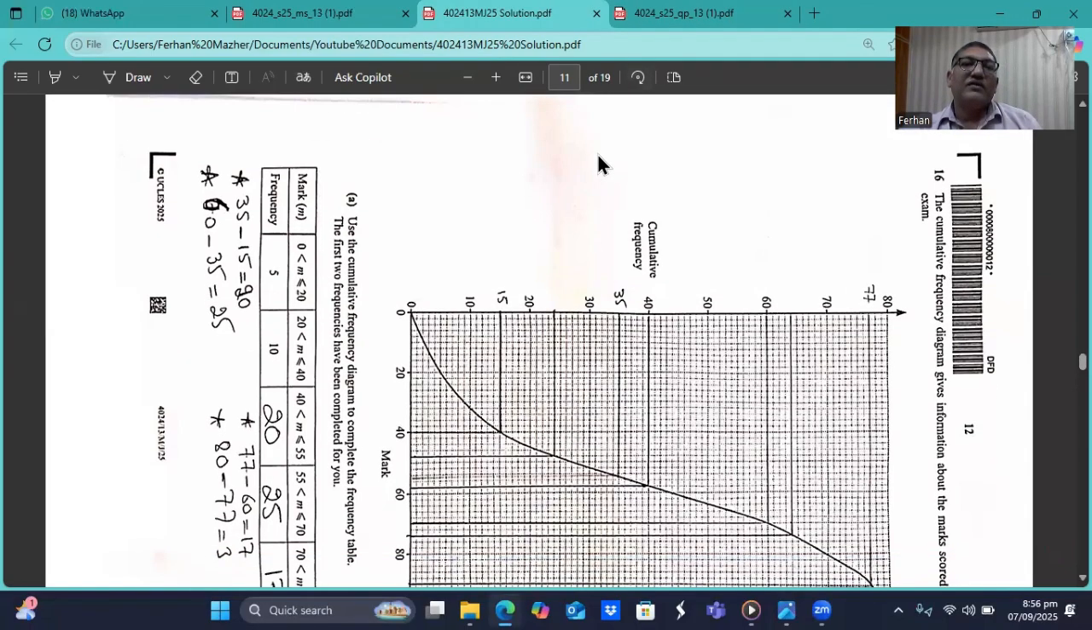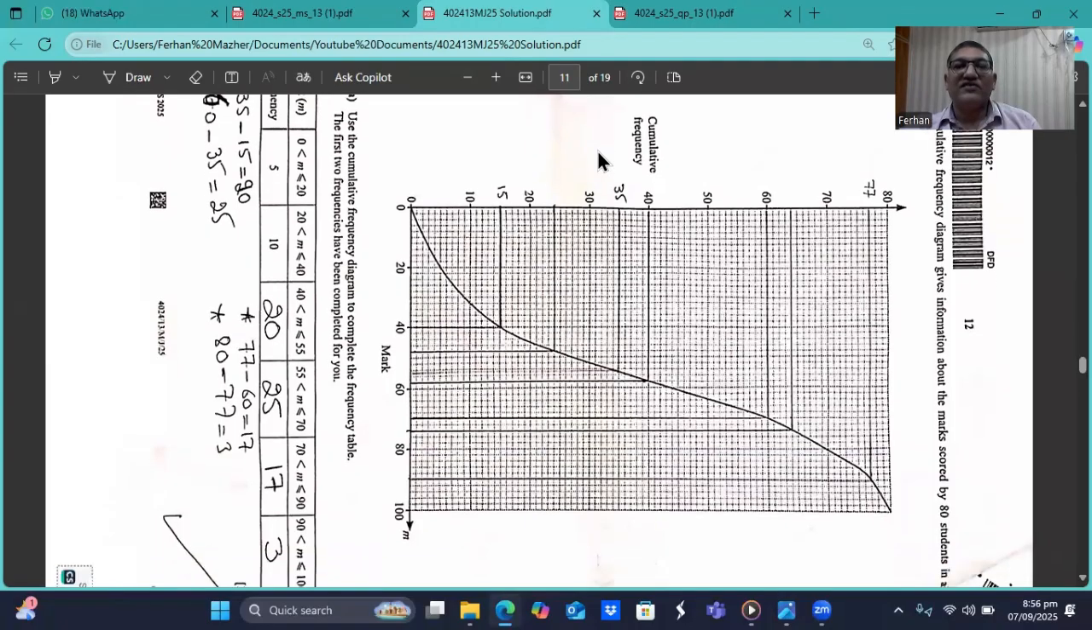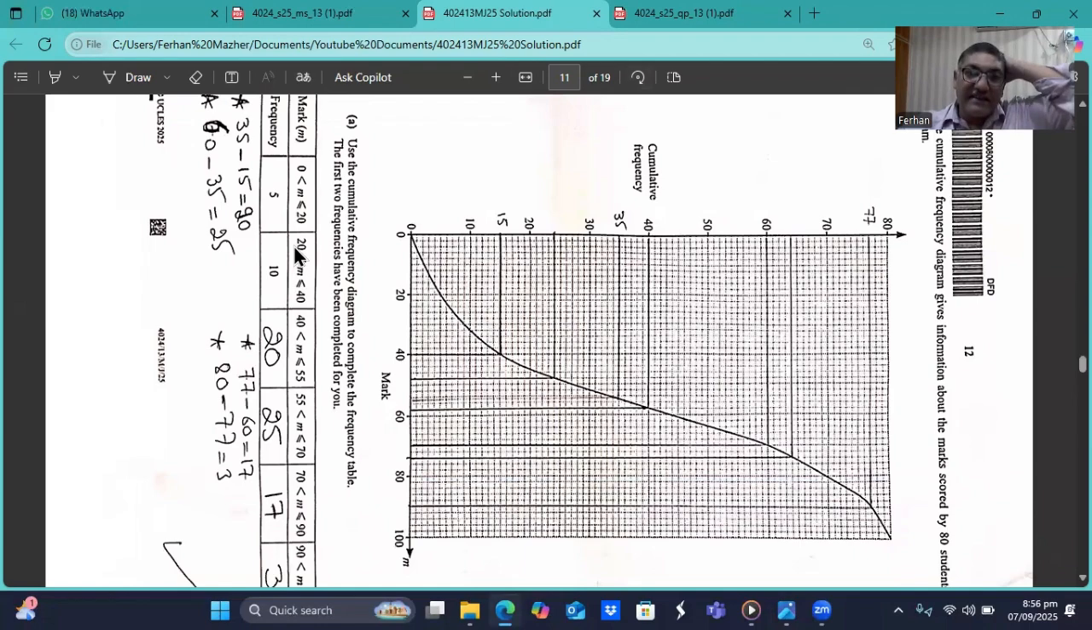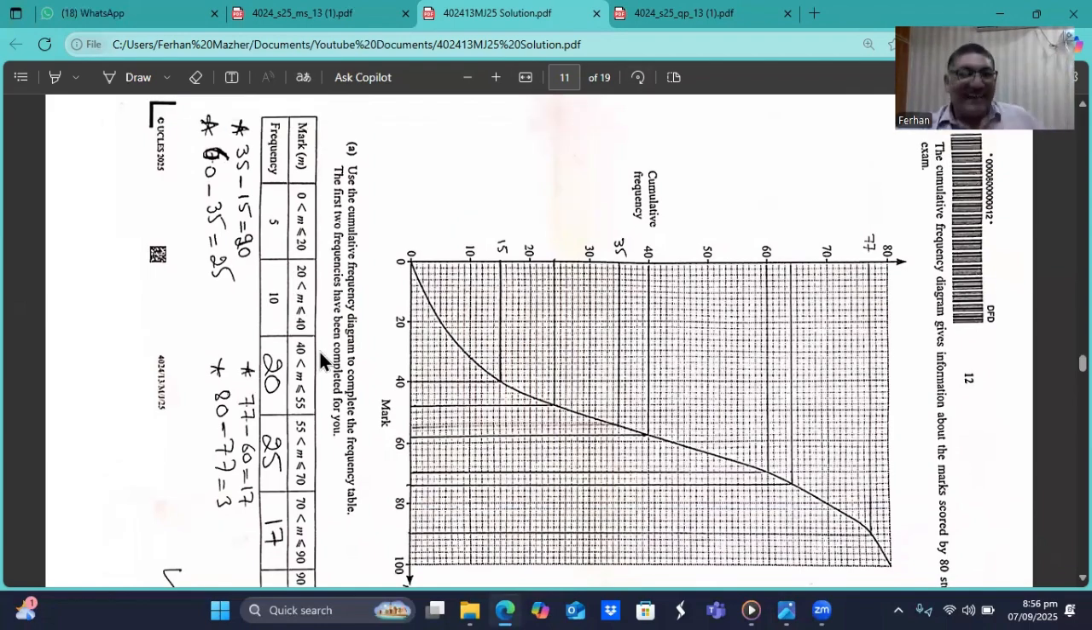Can rotate it. Okay, so you can see the whole thing together. I just rotated it to make it easier, so you can see this. Then I will rotate it back. Okay, so here at 40, what is the cumulative frequency?